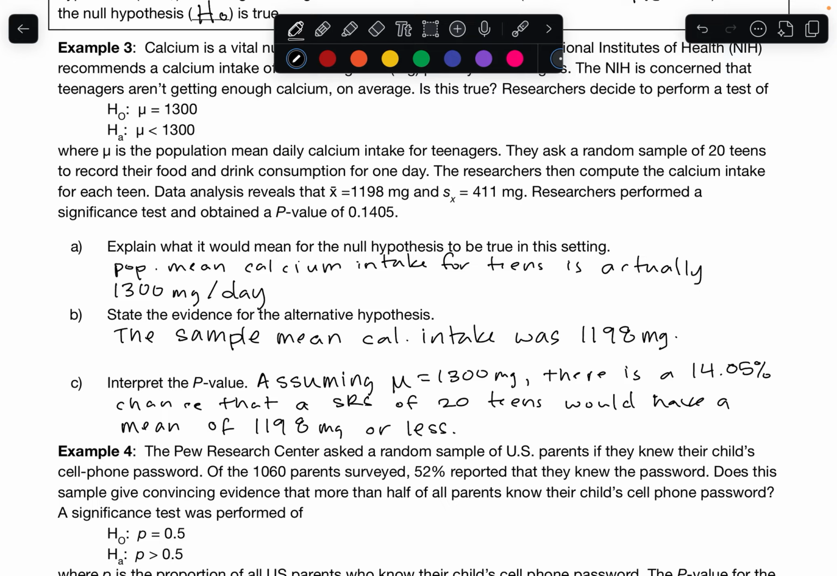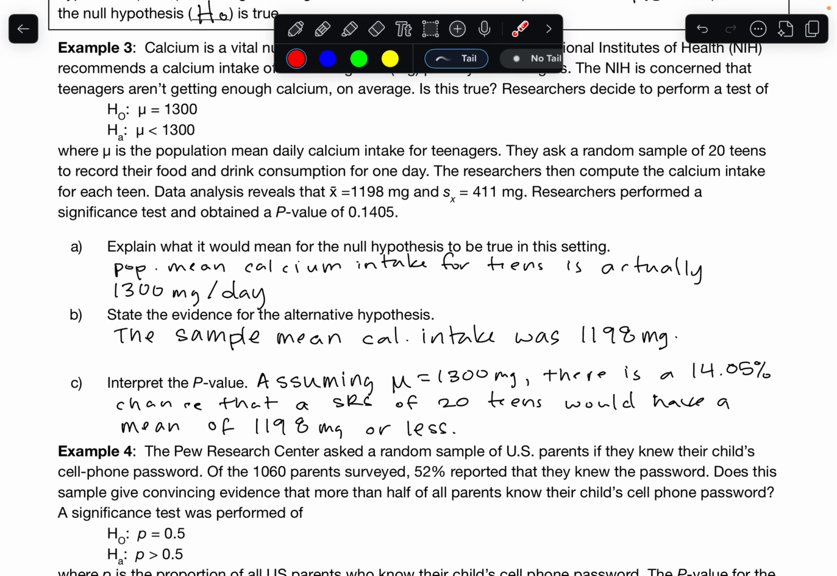So assuming that the population value is actually 1,300 milligrams per day, about 14.05% of the time when I collect a random sample of 20 teens, I'm going to get a sample mean of 1198 or less. What that tells me as a statistician is this value is not that unlikely, meaning I'm disinclined to reject the null. This is still quite reasonably true. This one sample of 20 teens having a value that's 1198 is not enough evidence for me to reject that null.